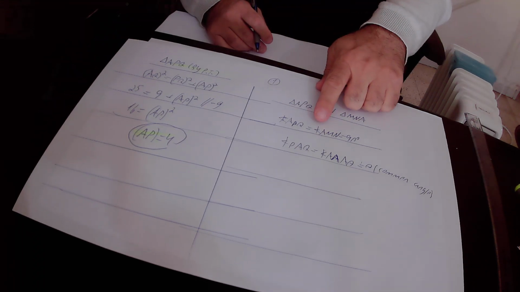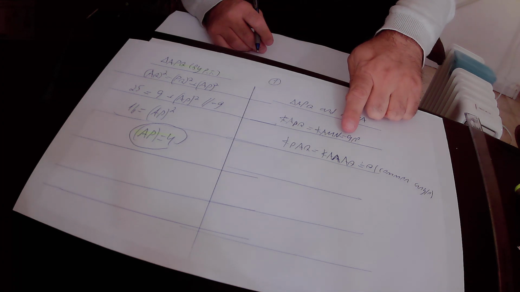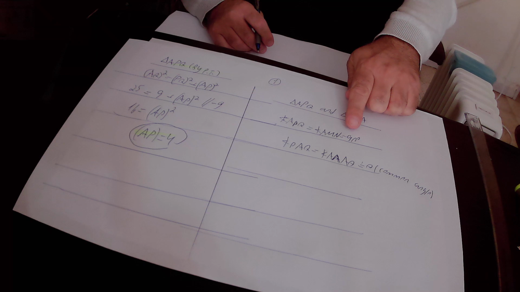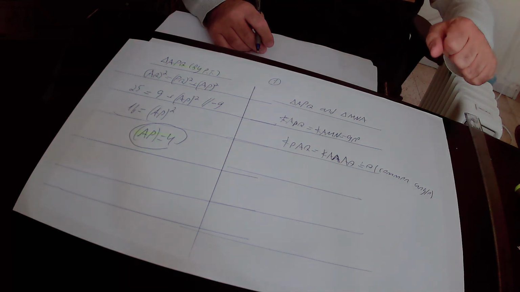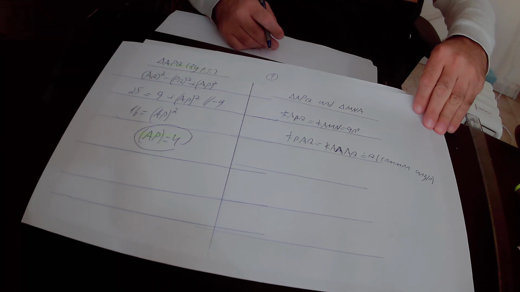Angle theta is angle PAQ, and we can also call angle theta angle MAN. So it is a common angle that belongs to both triangles, so angle theta equals itself.